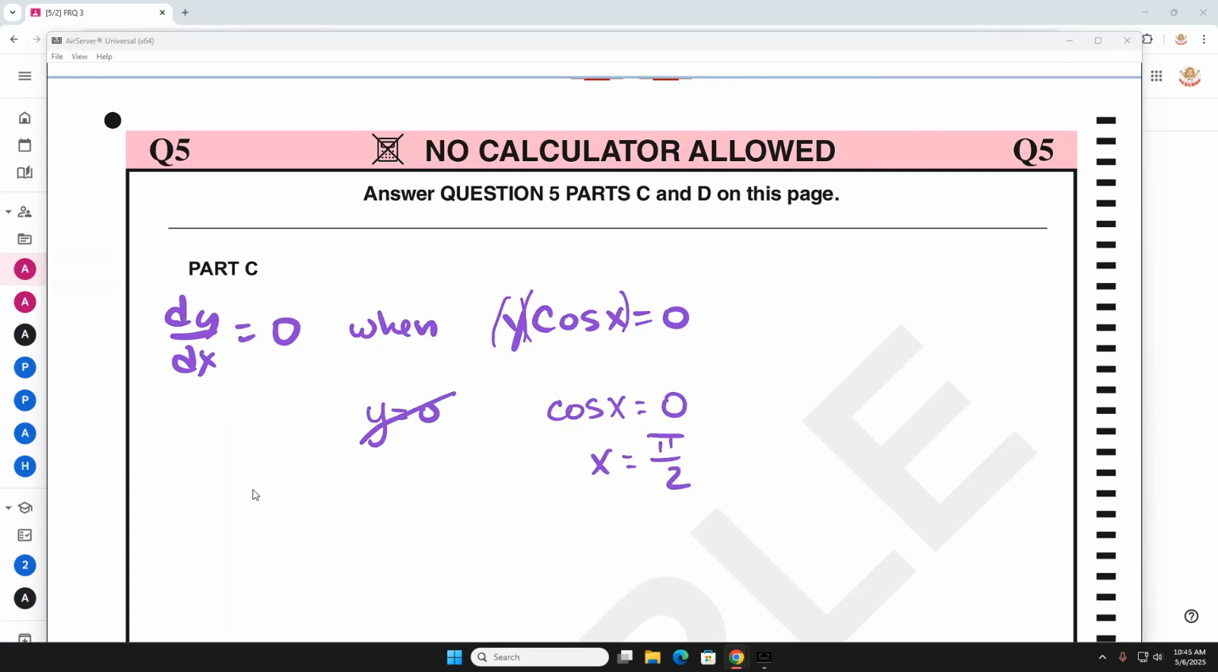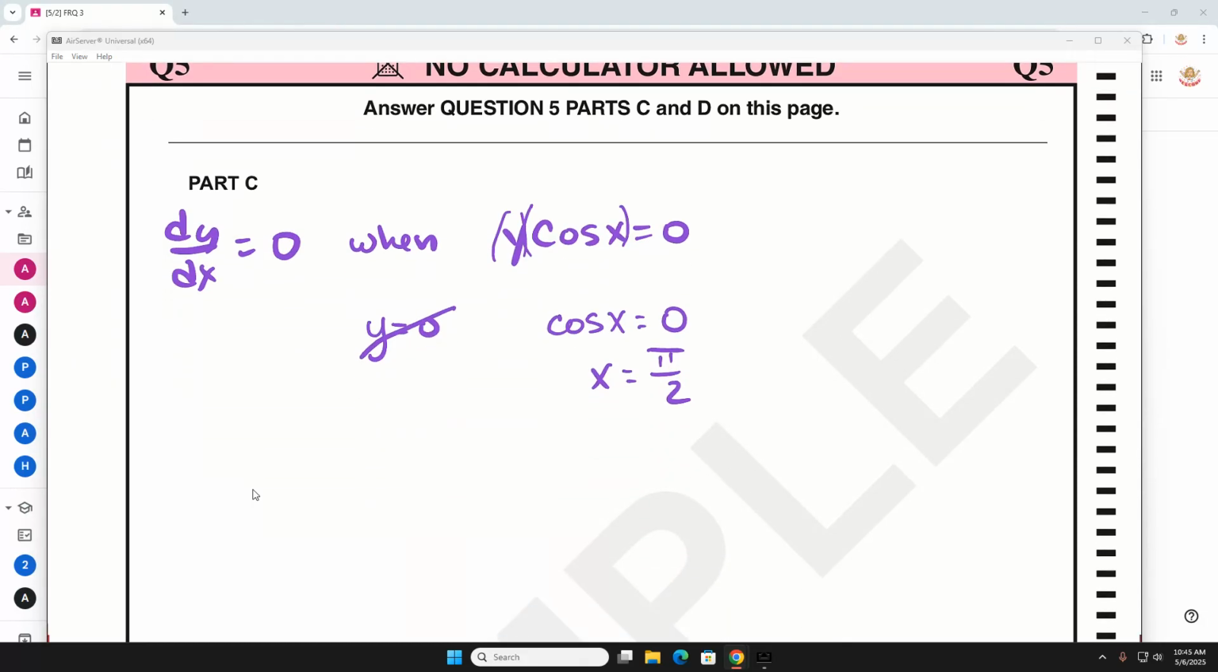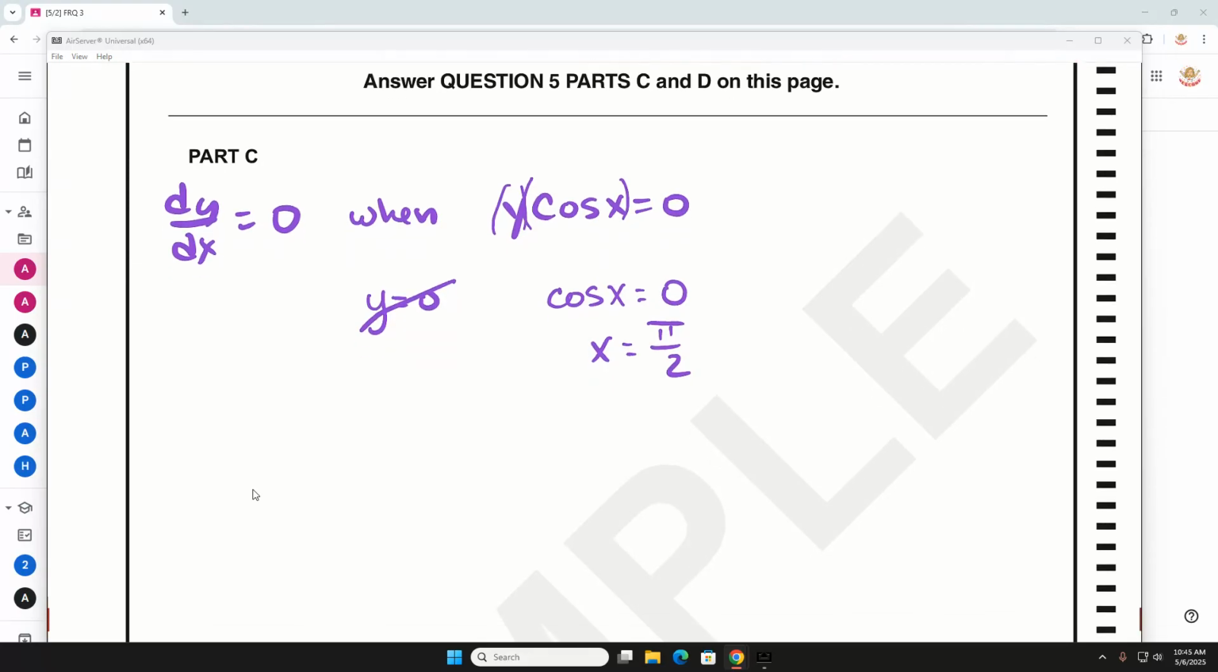Are we done? Okay, it says find the coordinates of the point. So I do know that the x is pi over 2. So how am I going to find the y? Plug into the original. Man, you guys are going to kill this test. All right, so there's several y's in the original, but there is only one x.